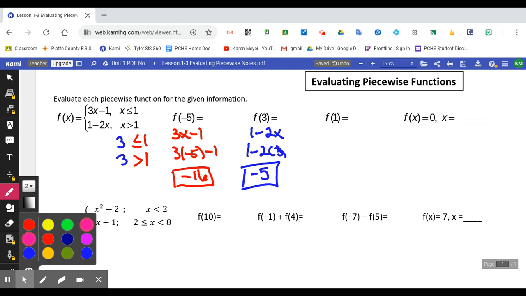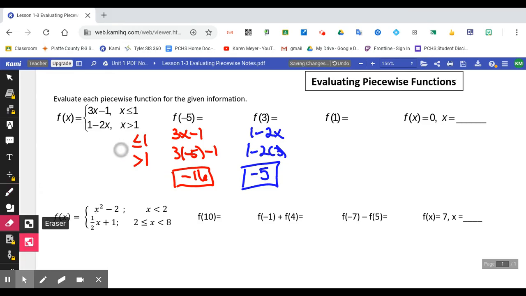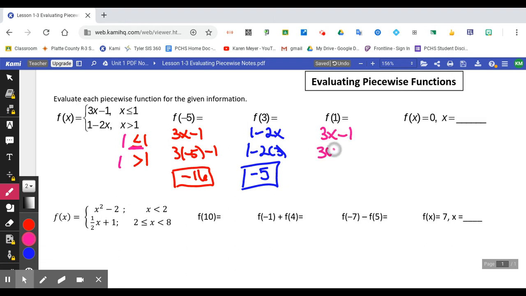The next one, f of 1. So you come back over here, and if I plug 1 in for each x, this time 1 is not less than 1, but does everybody see that the top one has the or equals to bar? So that means it could equal 1. So in this case, the top one is true because 1 does equal 1. So now you're looking at 3x minus 1. Plug 1 in for x. So you got 3 times 1 minus 1, which gives me 2.